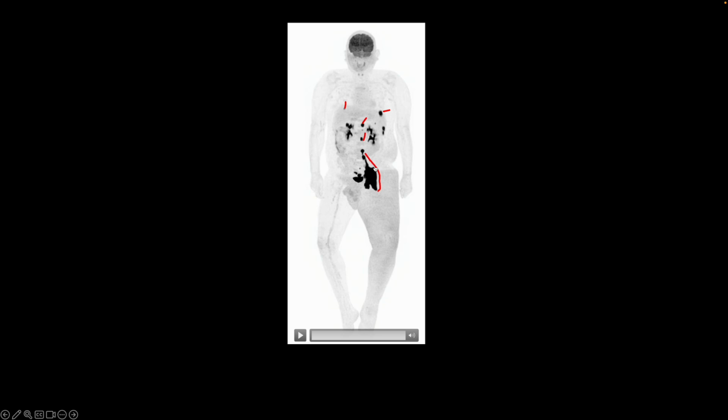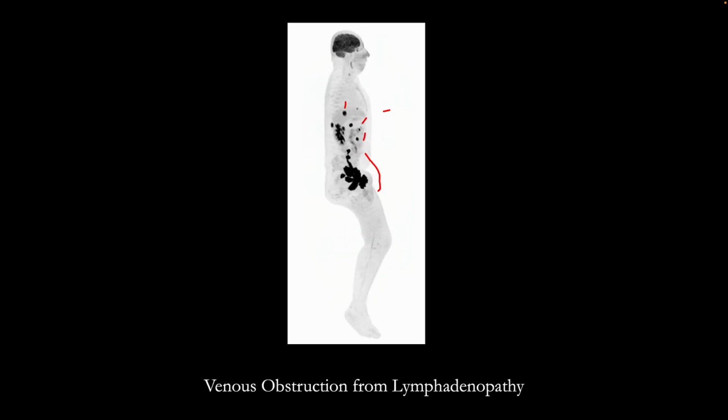So the answer here is that this lymphadenopathy is compressing on the veins that are draining the left lower extremity, leading to venous obstruction and swelling and hyperemia and increased FDG uptake or activity that we see here. So venous obstruction from lymphadenopathy, which we picked up on a rotating FDG PET CT image.